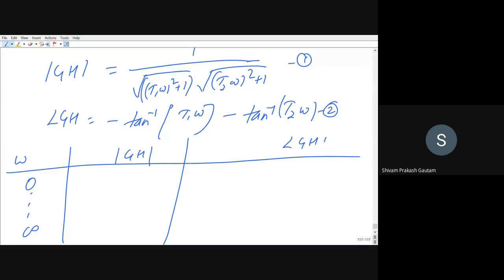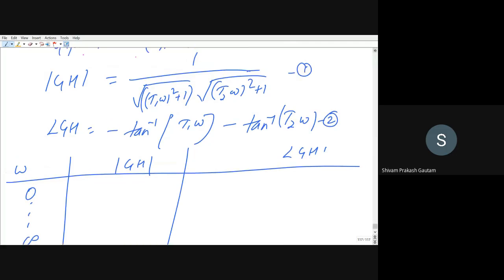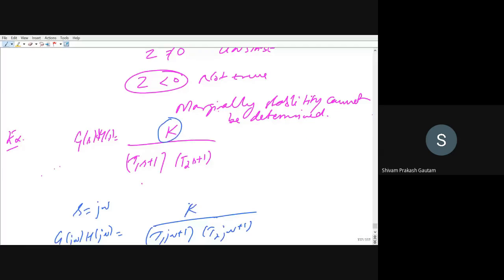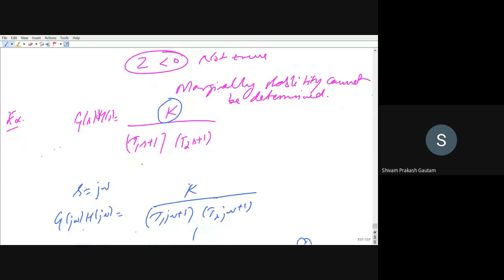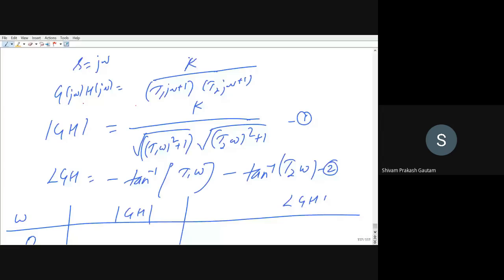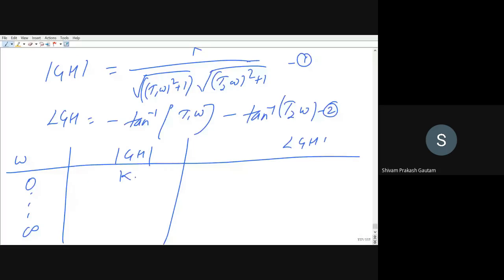For omega is equal to 0, what is the magnitude? So see equation number 1. For omega is equal to 0, the magnitude is equal to, sorry, there is a K term here, so I will write K. I forgot K is there. There will be no change in the phase. Put omega is equal to 0 in equation number 1, so it will be simply K. Omega is equal to 0 in equation number 2, so what will the phase be? The phase will be equal to 0.